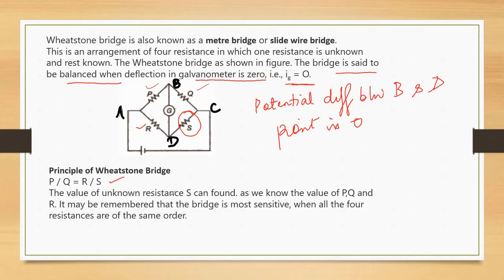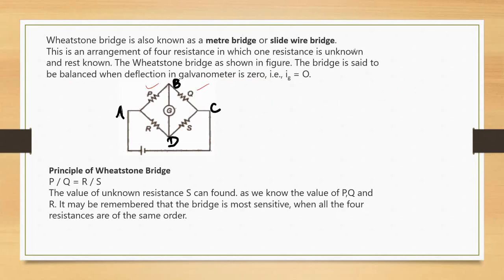Like S, suppose we don't know the value of the S resistor, and the remaining 3 we know, P, Q, R, so S can easily be calculated. By cross multiplication, the value of S can easily come out. So in this way, your Wheatstone bridge will help you to find your unknown resistor value.